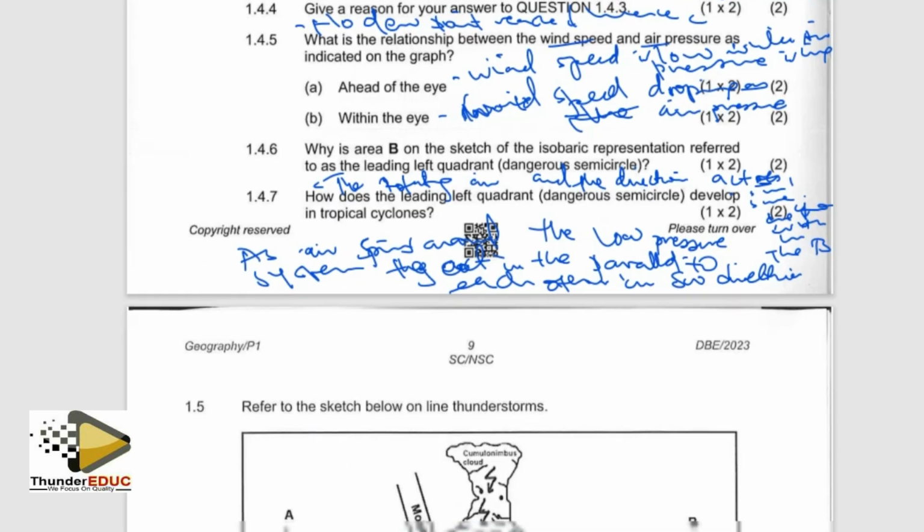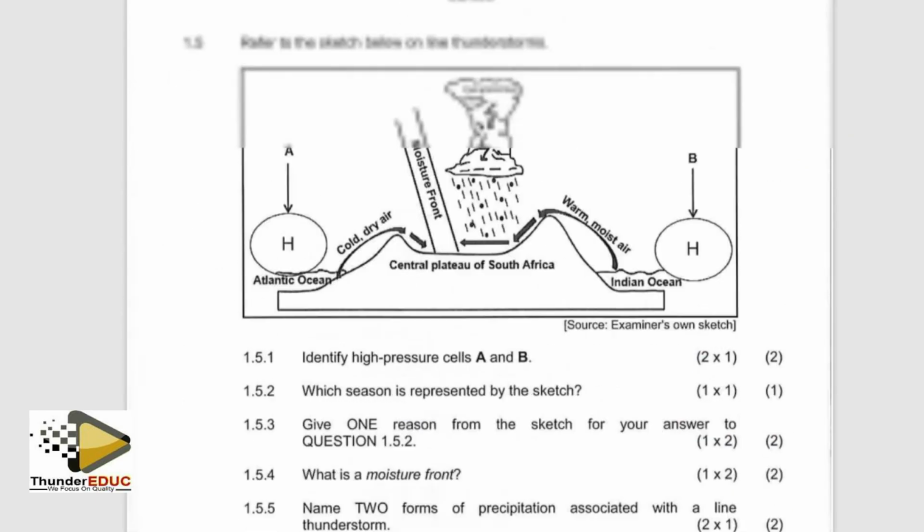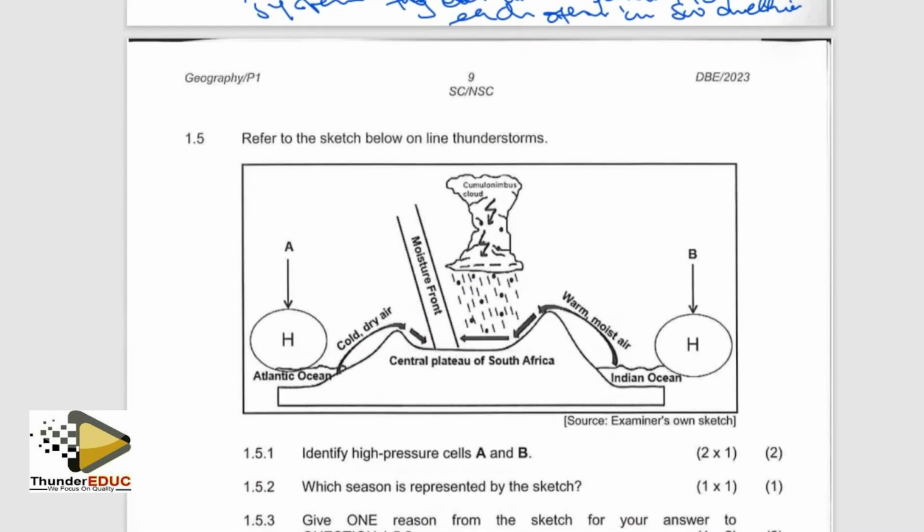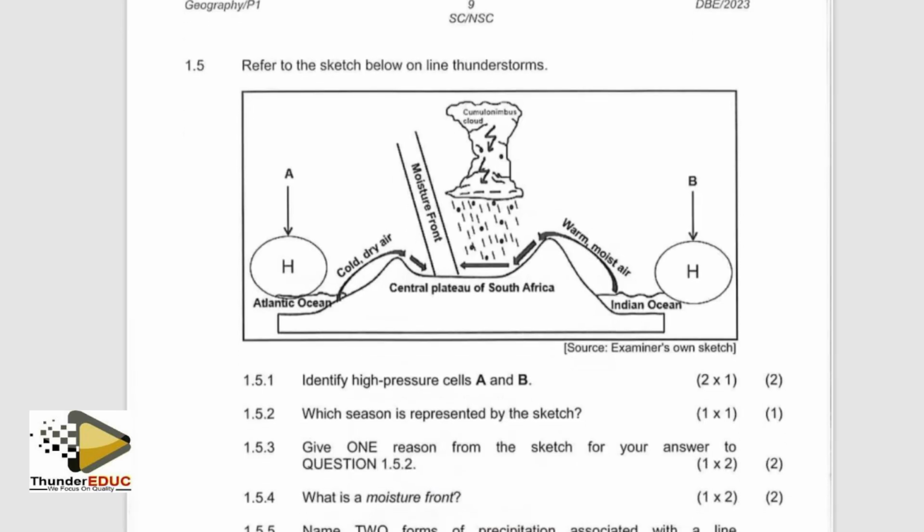Okay. Then we look at the next diagram. Remember I told you learners, we interpret the diagram first. We refer to the sketch below. It shows the cross section of the South African relief. On this side we have the Atlantic Ocean. Here we have the mountain. We have the Central Plateau here. Then we have another mountain on the other side. Here we have the Indian Ocean. If you were to name this mountain, this is going to be the Drakensberg, and this will be Table Mountain. So this is the interior, and there is a moisture front there.